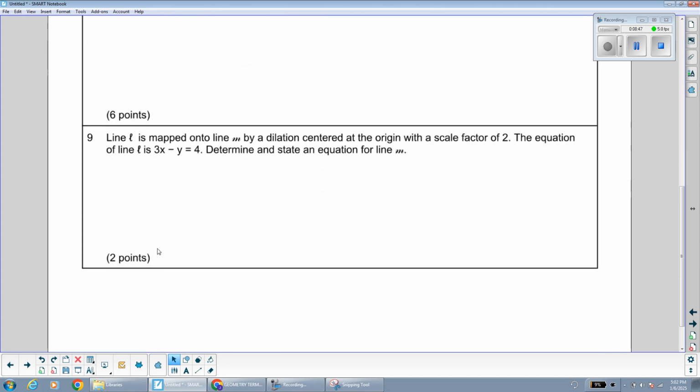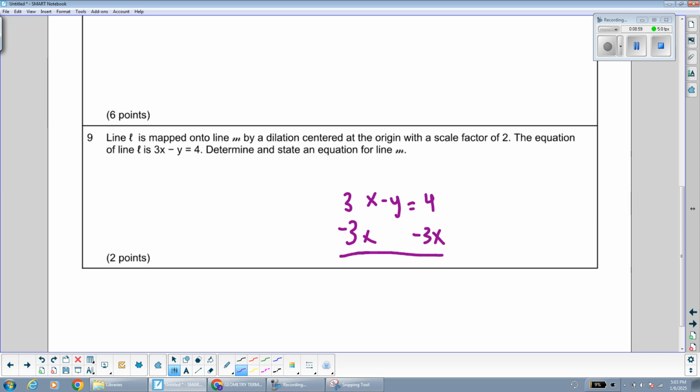Okay, for this one over here, we have a line dilation centered at the origin. So the first thing I'm going to do is take the equation of the line provided and solve for y. So I'm going to subtract 3x from both sides, and I have negative y equals negative 3x plus 4. Then I'm going to divide by negative 1 to get y by itself. So I have y equals 3x minus 4.